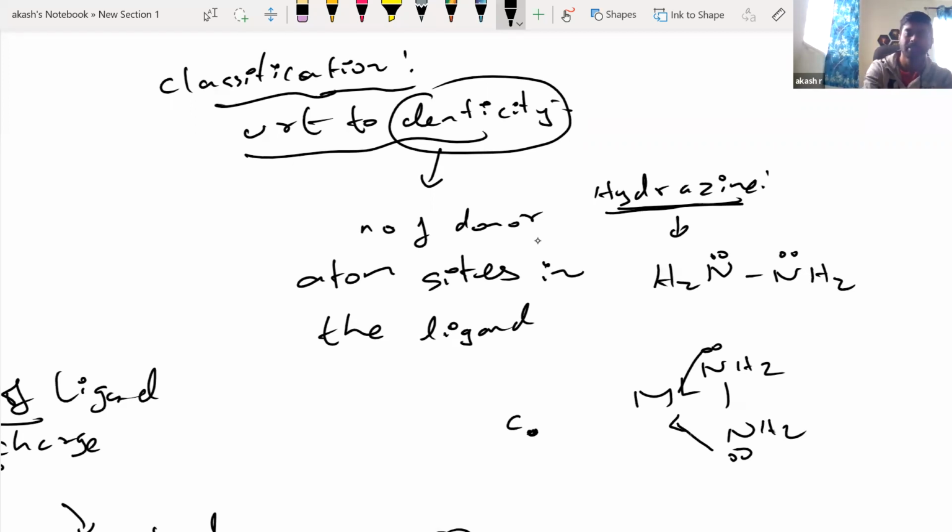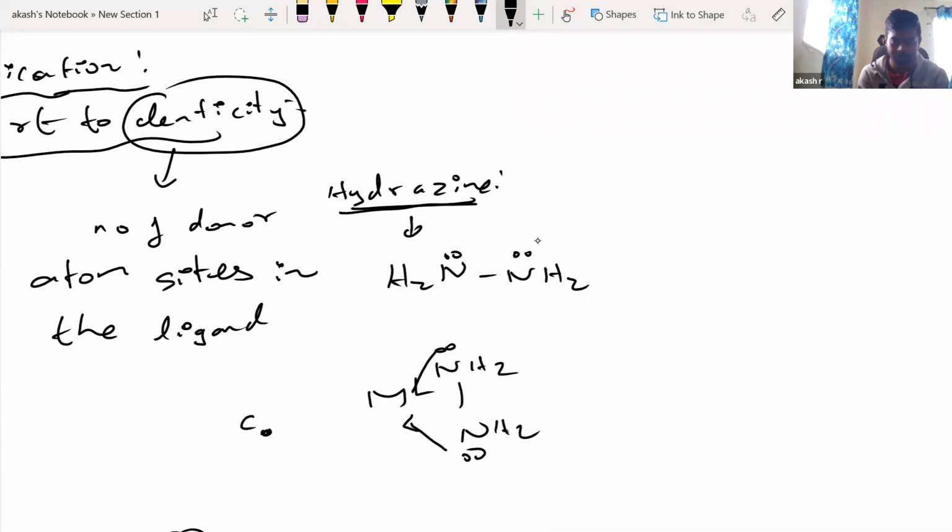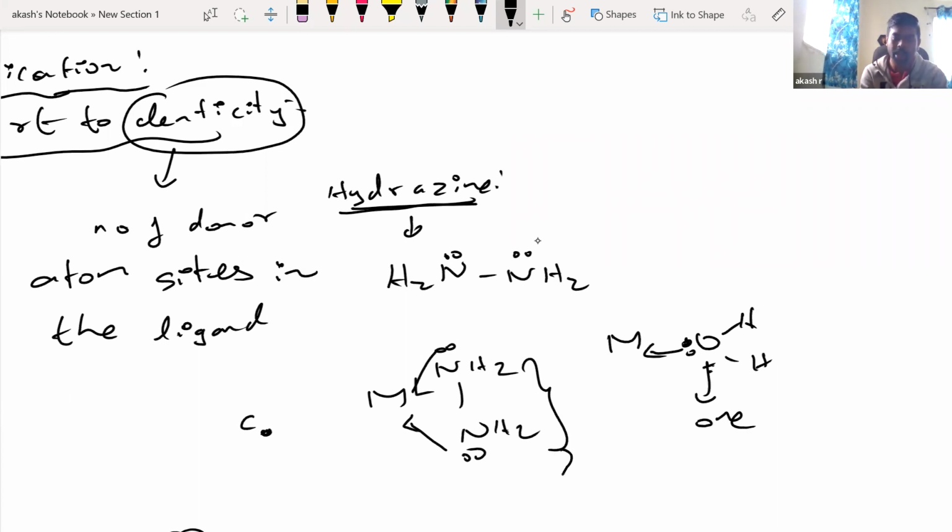But say, for example, you have H2O as a ligand. So you have a metal and H2O as the ligand. Now, obviously, you have only one donor site, only the oxygen atom has the lone pair, and this can donate only from one site. But the hydrazine molecule has 2 sites of donation, because one nitrogen atom and the second nitrogen atom both have a lone pair.